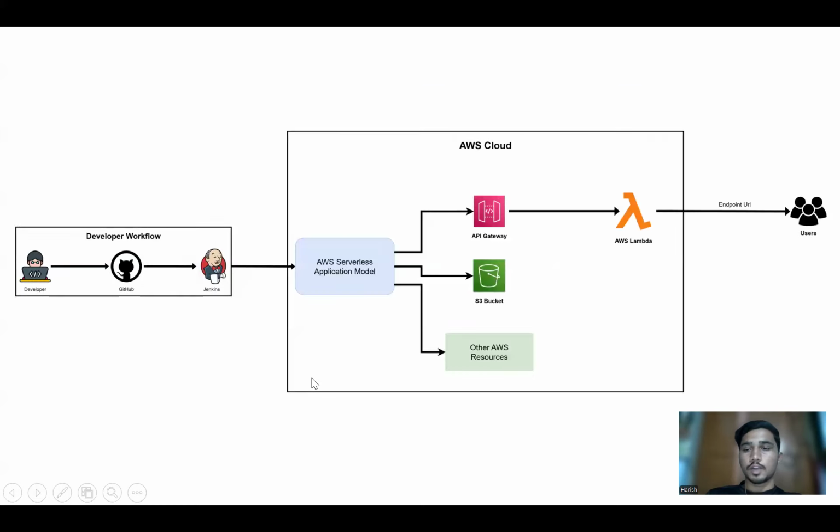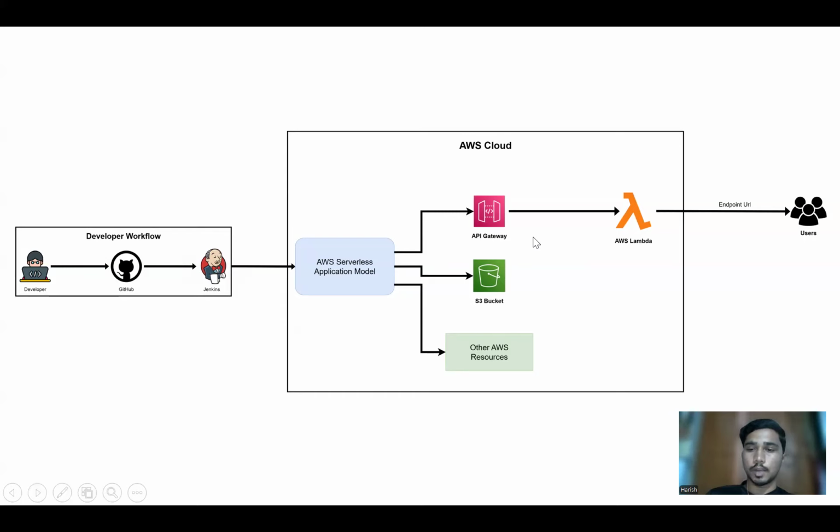So here you can see this is the workflow diagram. This diagram illustrates a CI/CD pipeline for deploying an AWS serverless application using Jenkins, GitHub, and AWS SAM. So here you can see this is the developer workflow. The developer writes code and pushes it to GitHub, and then Jenkins pulls the latest code from GitHub and triggers the CI/CD pipeline. Jenkins uses AWS SAM to package and deploy the serverless application.